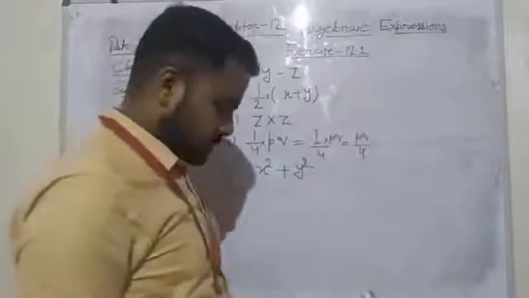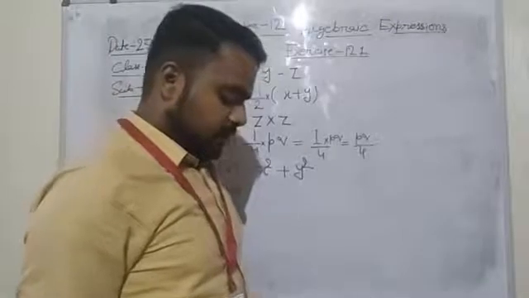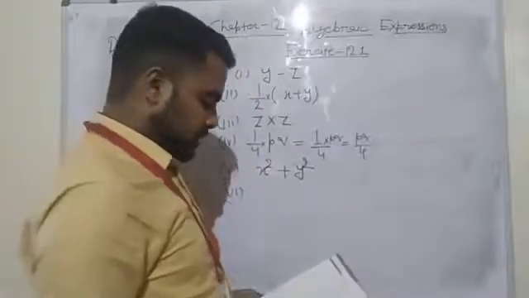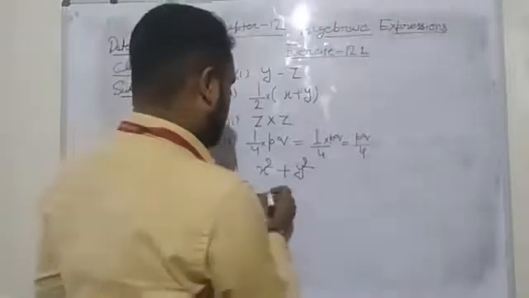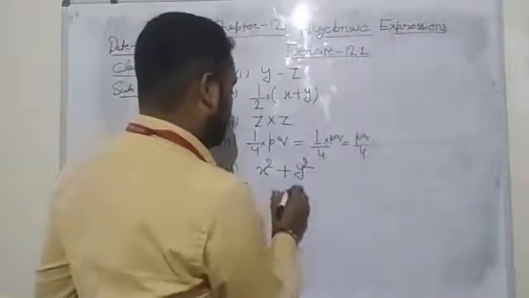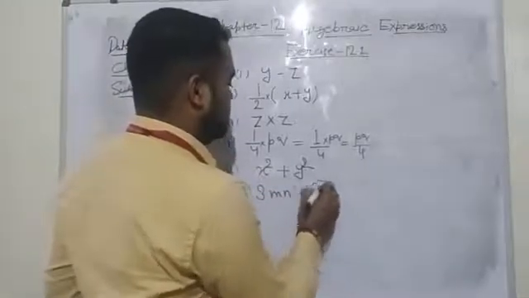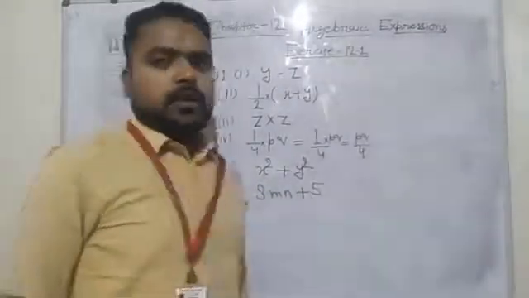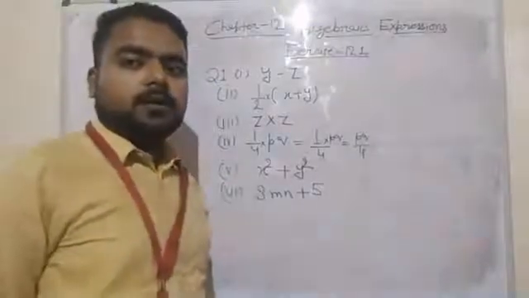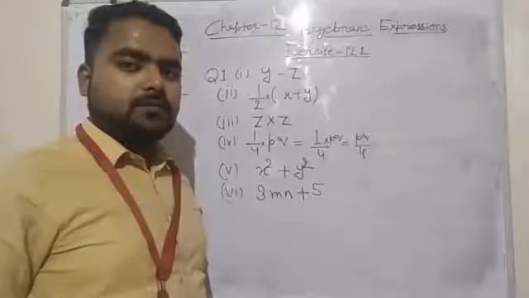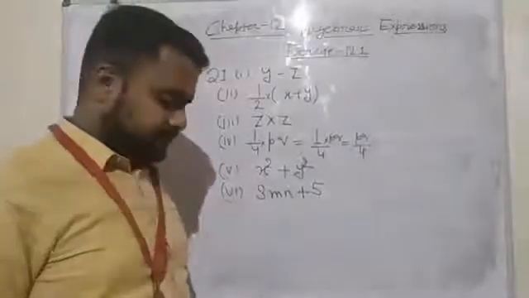Now the sixth is number 5 added to 3 times the product of numbers m and n. First we have to write the product of m and n, and 3 times of it, and 5 is added. So mn, the product of m and n, is mn, and 3 times of it is 3mn, and to it 5. So 3mn plus 5.